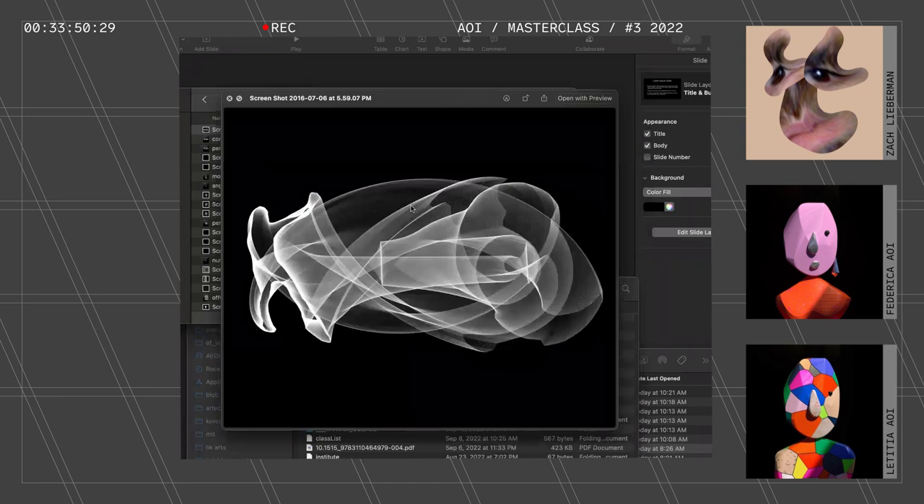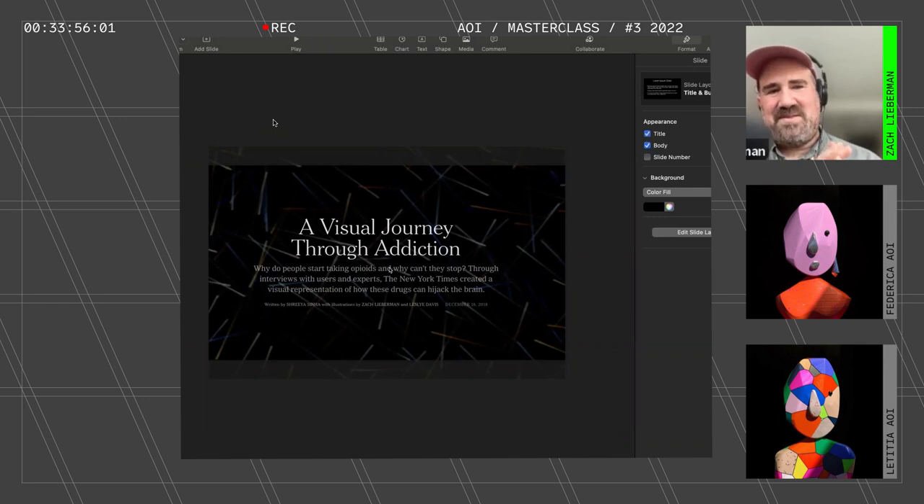Yeah, so I have a project from many years ago called Drawn, which is a painting tool where you paint, but you can actually touch the paint and the paint comes to life.